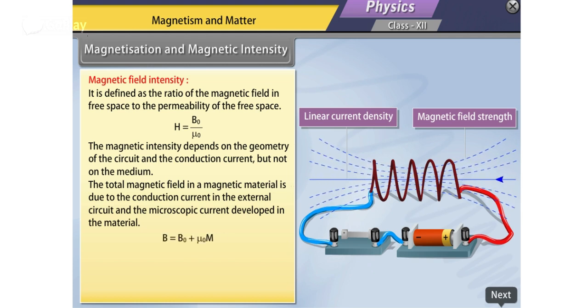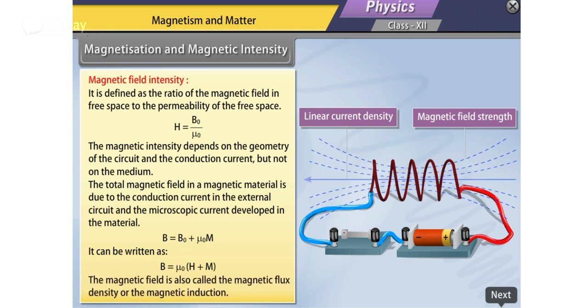B is equal to B naught plus mu naught M. It can also be written as B is equal to mu naught multiplied by H plus M. The magnetic field is also called the magnetic flux density or the magnetic induction.